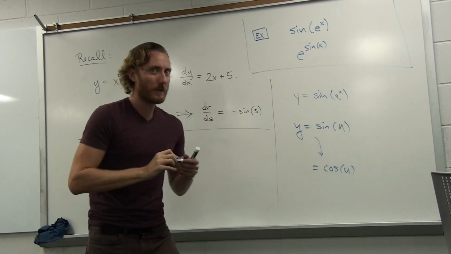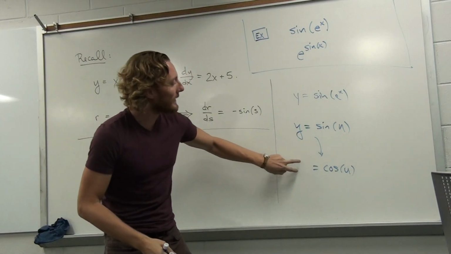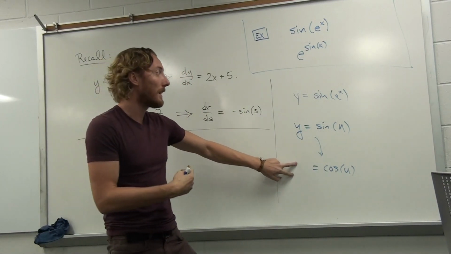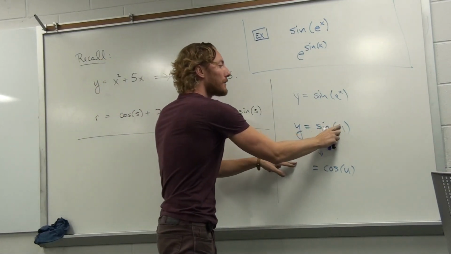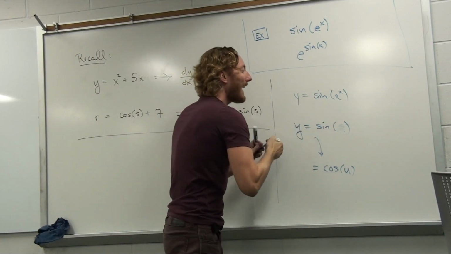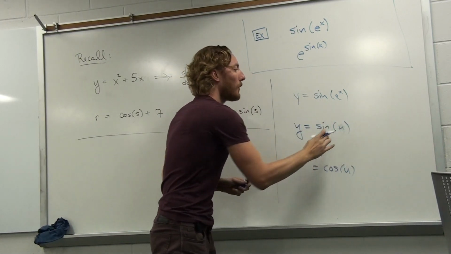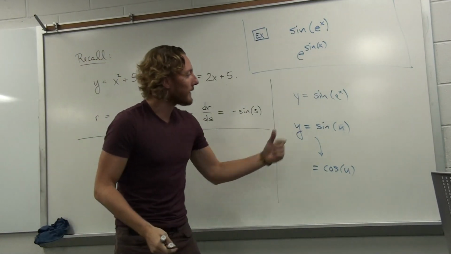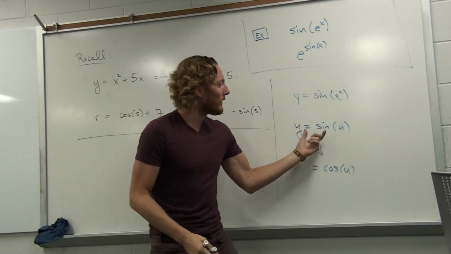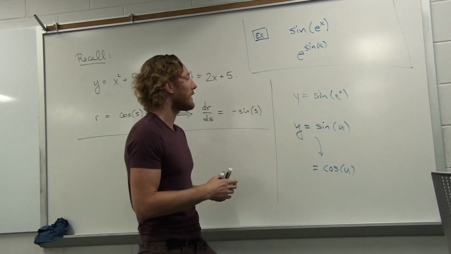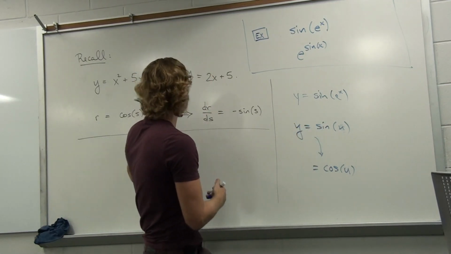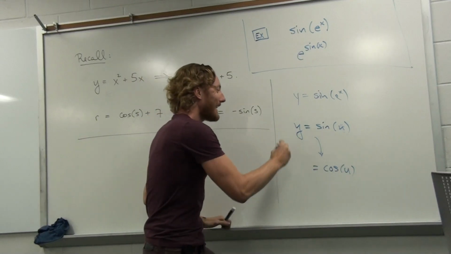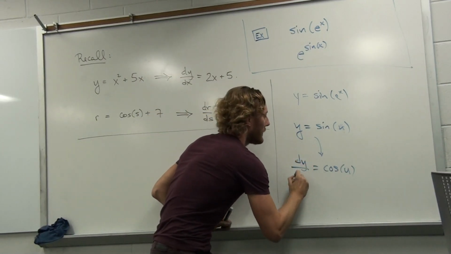But I want to pause for a second, because I don't just write dy over dx here. At this point, taking the derivative of sine of u, I don't have the x variable anymore that I'm working with. I'm now working with the u variable. So you say, okay, what is the derivative going to be in terms of notation? Well, just like the standard derivative is dy over dx, in this case it's going to be dy over du.